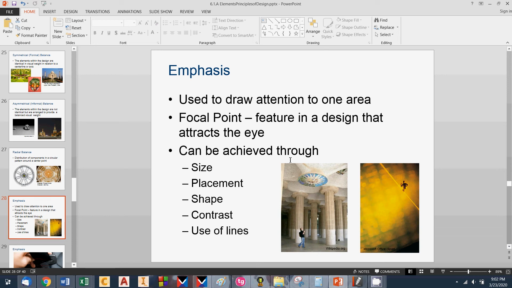A point where your eyes would naturally look, often the middle of a design has a point of emphasis. The shape could be different. If you have a bunch of repeating rectilinear shapes and then you have a round or curved shape in it, its difference will naturally draw you there. And we can look at different contrast, light to dark, or colors, or things like that. Or even the use of lines can help to move your eye and direct it to a certain point.